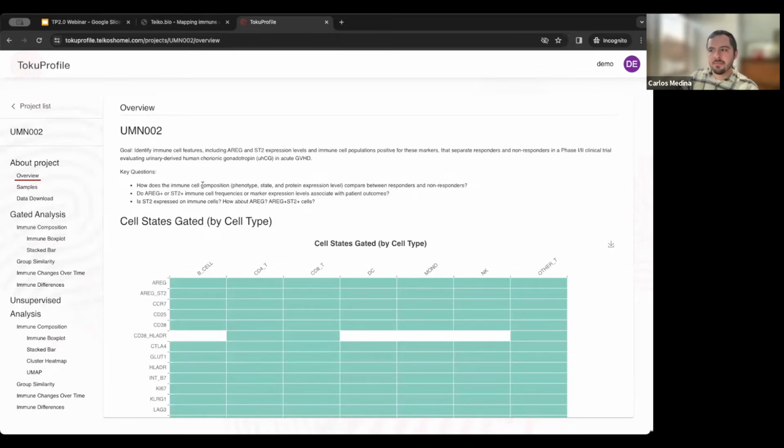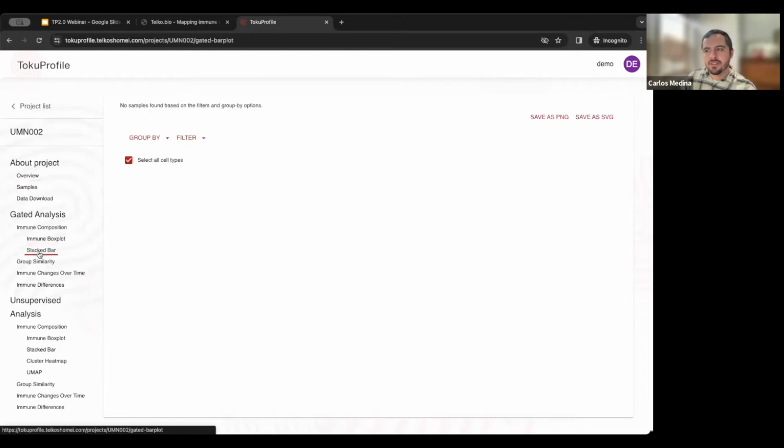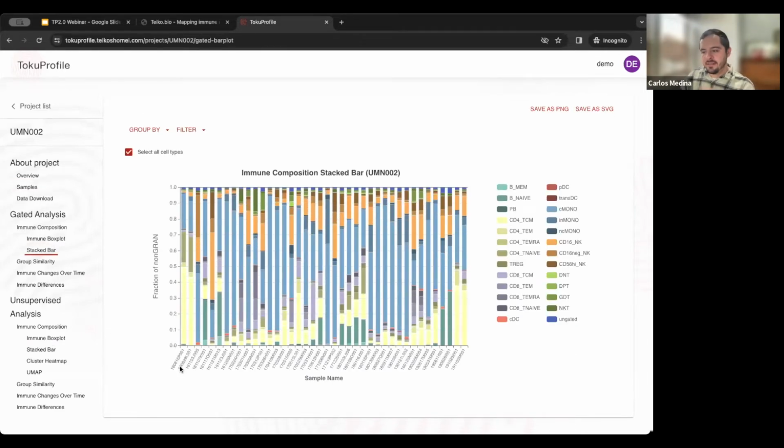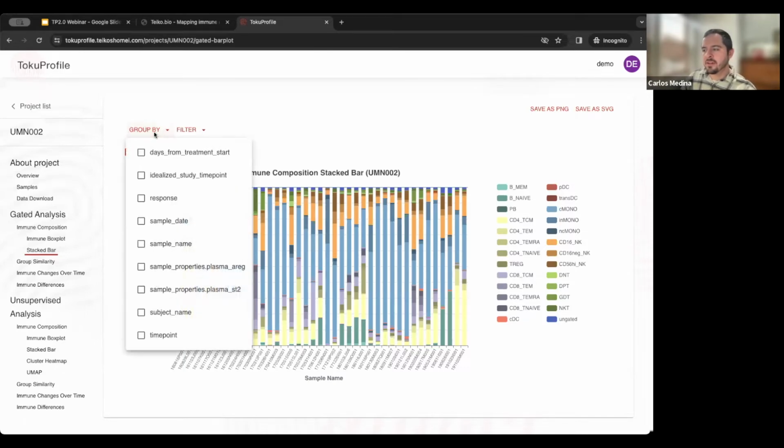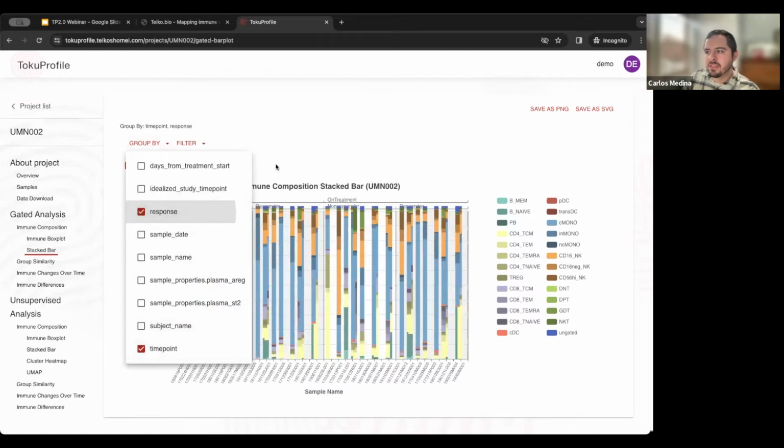When thinking about composition, I like to jump down to the stacked bar tab first. Here you can see the immune composition for each individual sample, and it's showing the frequency of all of the immune cell subsets that we analyzed in our data set. To order these, we can group by time point and then by response.